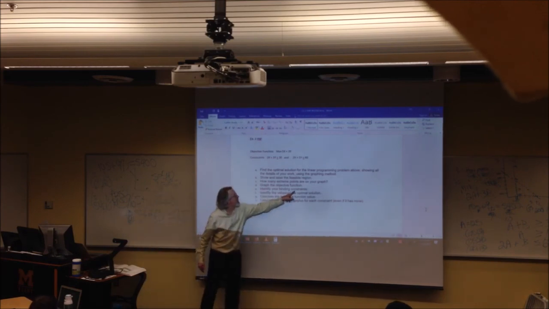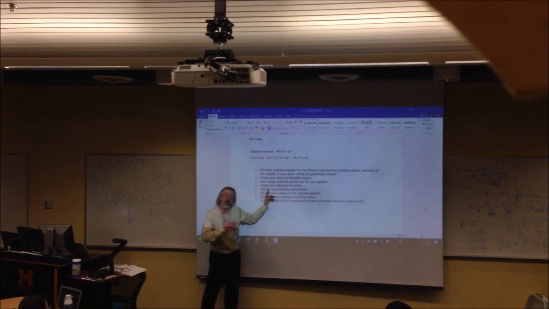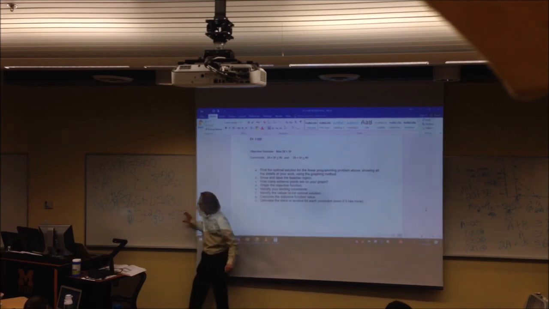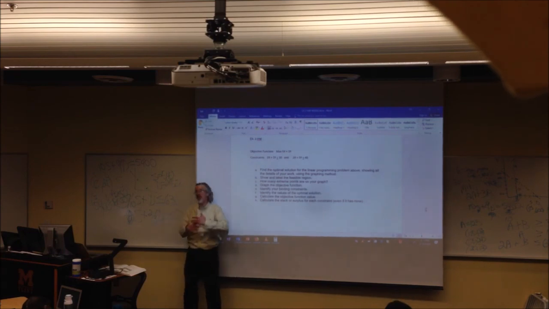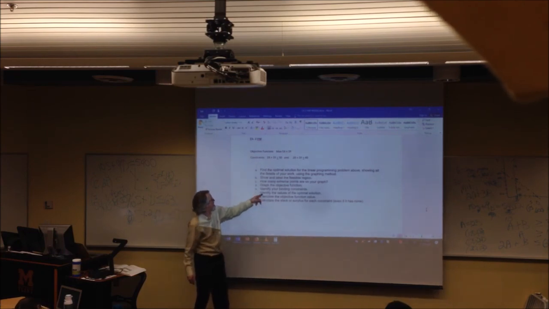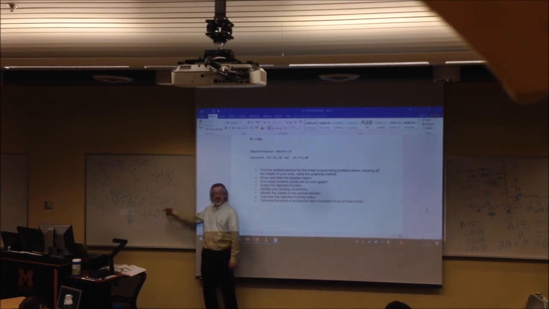E, identify your binding constraints. Oh, I'm sorry. Graph your objective function. Now you just found the optimal point, so you can tell me which constraints are binding. You just write them out like this. Binding constraints. You put the 2 constraints, or 1, or whatever it is.